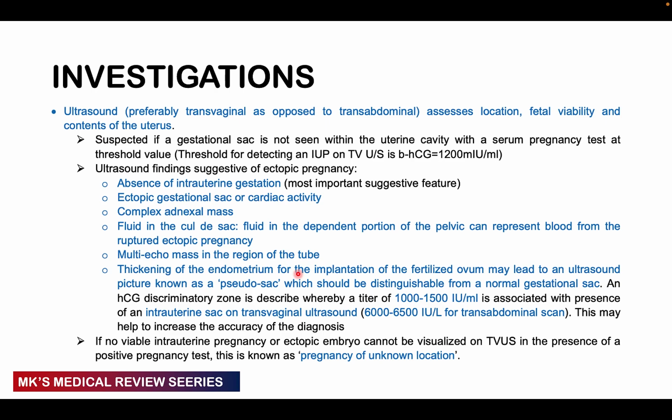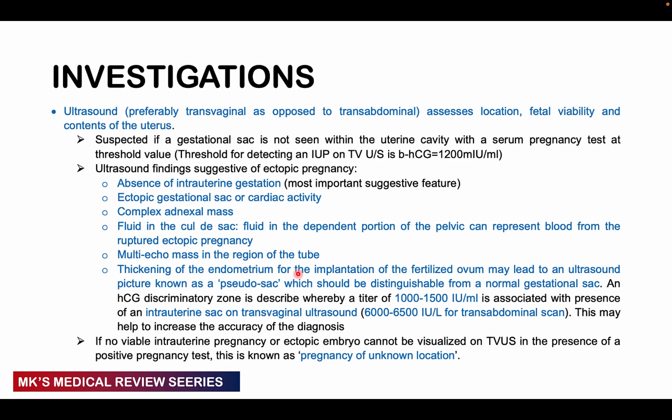So remember that an HCG discriminatory zone is described where you have a titer between 1,000 to 1,500 international units per mL, which is associated with the presence of an intrauterine sac on your transvaginal ultrasound, or a level of 6,000 to 6,500 international units per liter for a transabdominal scan. So this is going to help you increase the accuracy of diagnosis.